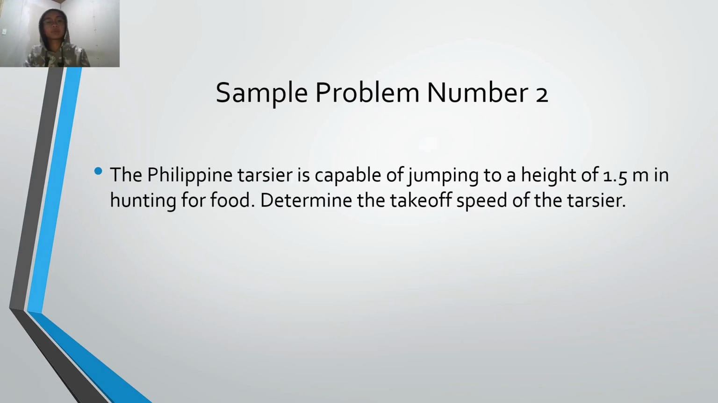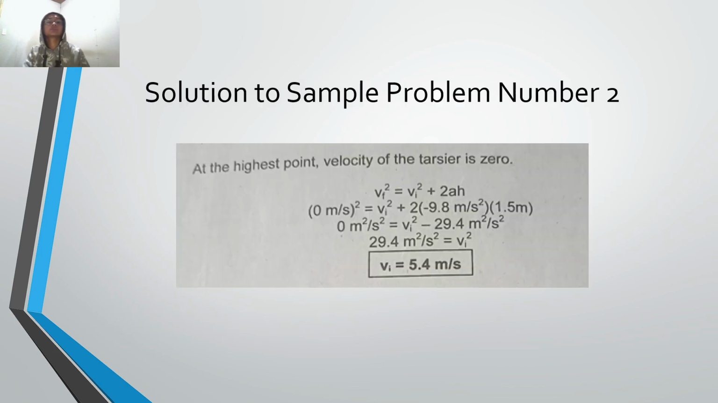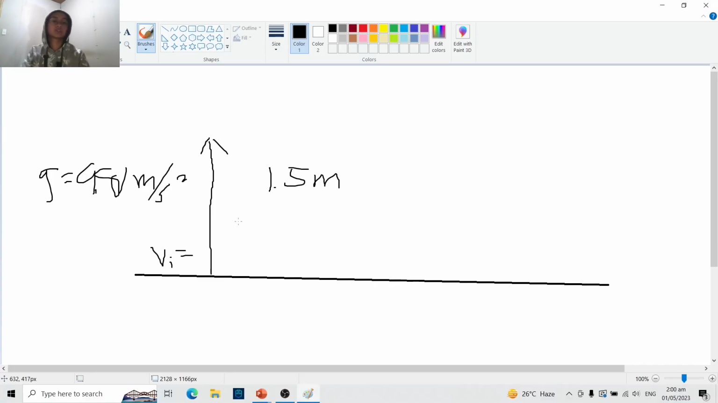Although the problem did not mention whether the tarsier comes back down. So of course, our given is negative 9.8 meter per second squared and the height of 1.5 meters. We are looking for the initial velocity. For the solution, we use the formula I proved earlier, which is why I proceeded to this topic, since no time is given.